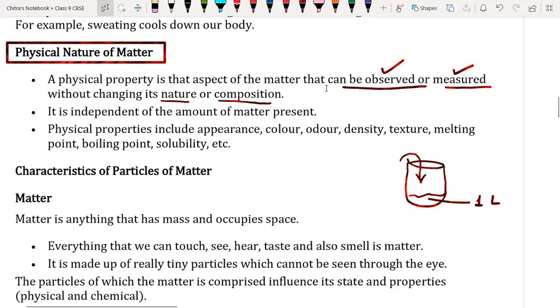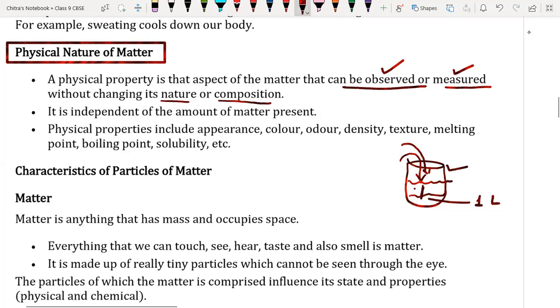Yes, sure. Suppose we are having more matter here. So that volume is going to increase, right? That means the volume of the matter in that particular container totally depends on the amount of matter. Is it or not? So whatever properties depend on the amount of matter are called physical properties of the matter.